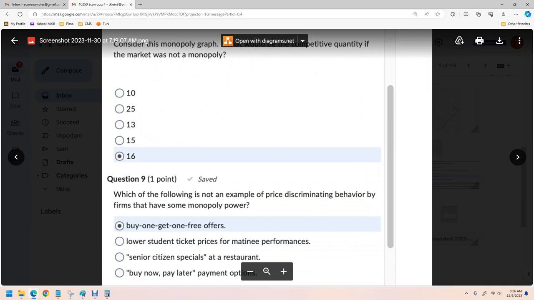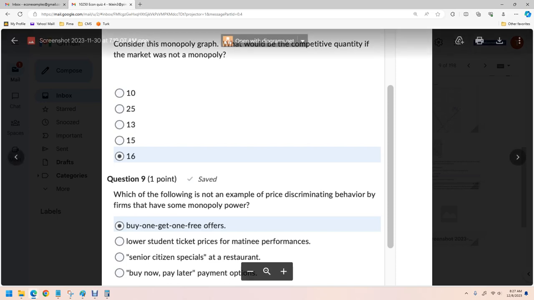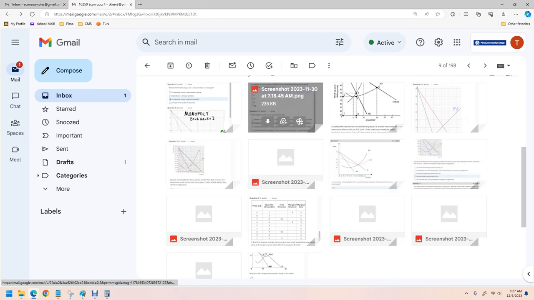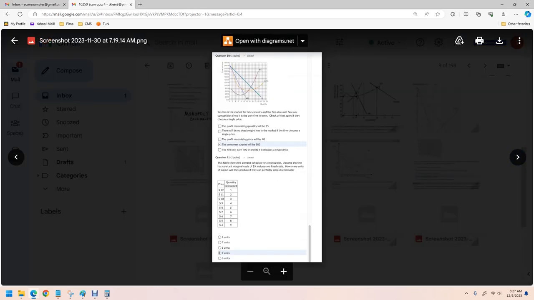Which of the following is not an example of price discrimination? Technically, that is price discrimination. Not an example: buy now and pay later, because you're still paying the same price. So that would not be price discrimination.